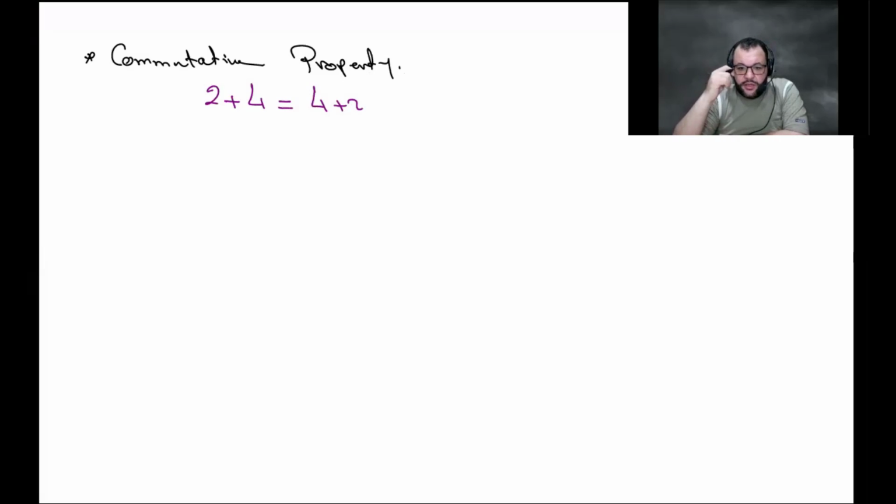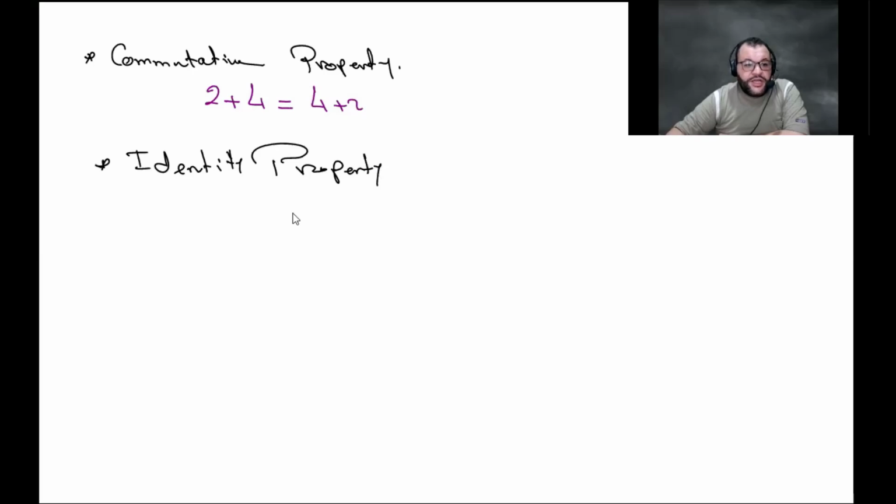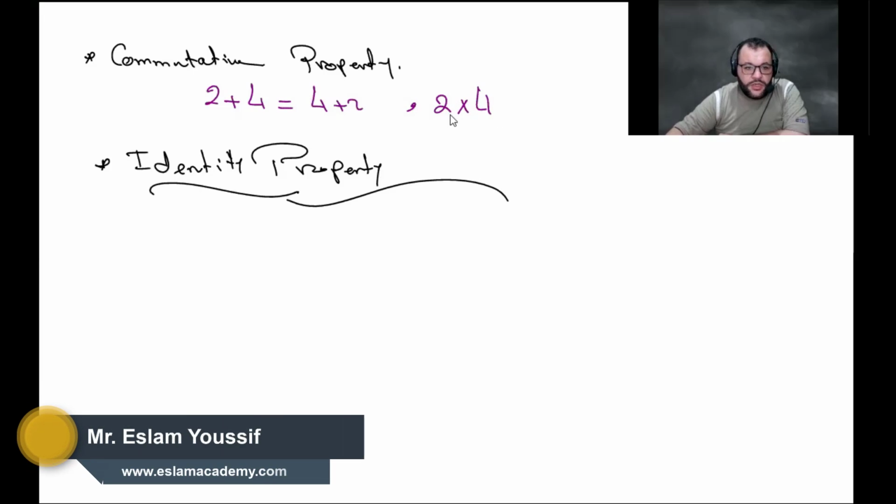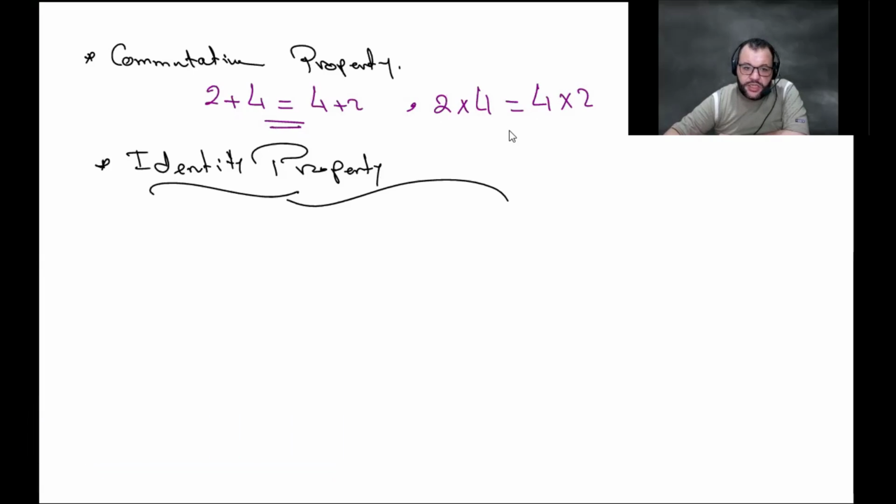Do you know any other property? Identity property. Okay. But which identity property did you mention? The identity in addition or multiplication, because we have two identities. As we said, for the commutative, we have 2 plus 4 equals 4 plus 2. We have the same also for multiplication: 2 times 4 equals 4 times 2. The first is the commutative property in addition, and the second is the same in multiplication. So we have identity, one for addition and one for multiplication.